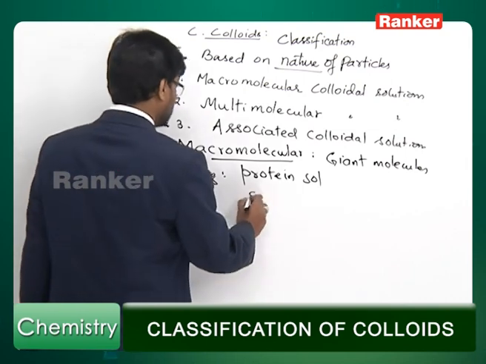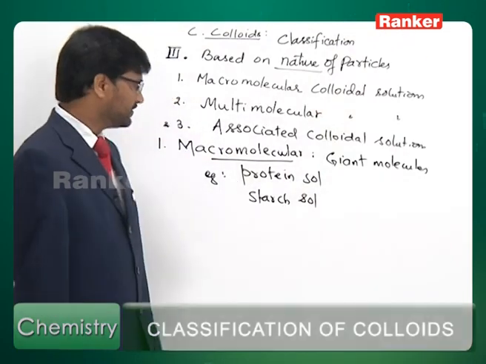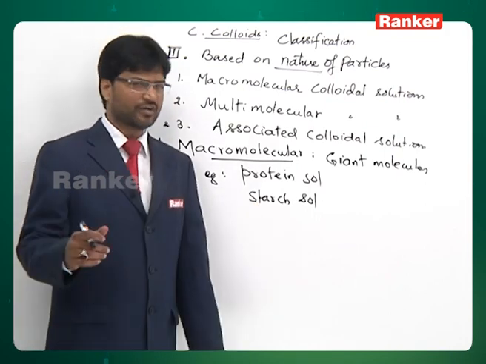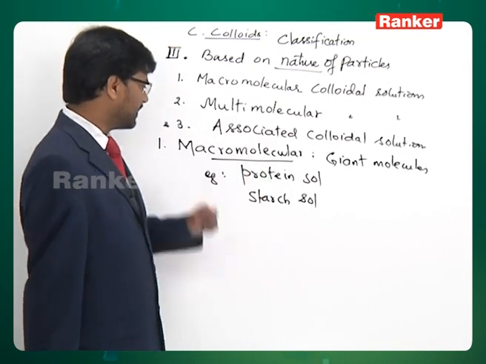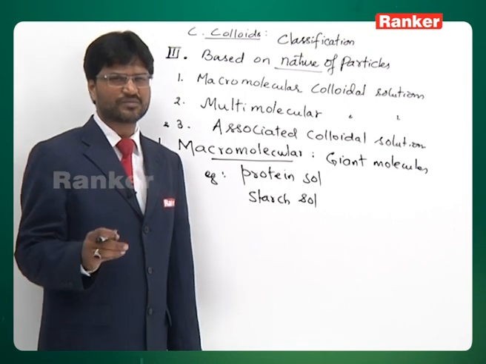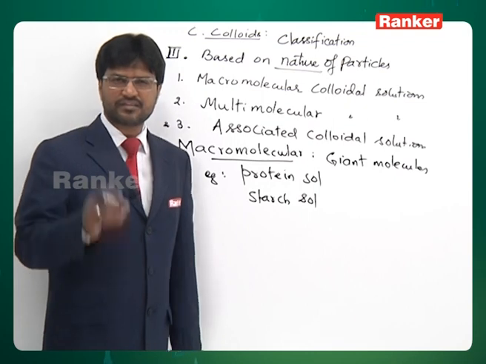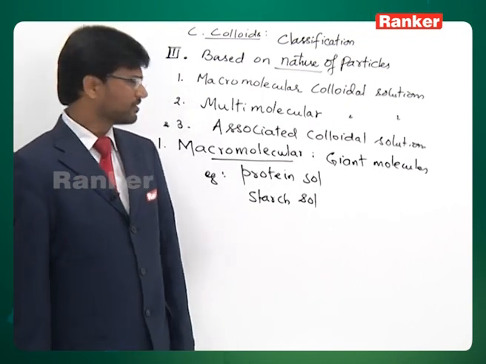Then you have starch sol. You know, starch is also a polysaccharide. It is formed by joining of a large number of glucose units. So, starch is a large molecule. Such a molecule can form a macromolecular colloid. So, these are examples of macromolecular colloids. Here the molecular size is large because of their polymeric nature, and the size of the molecule itself will be greater than 1 millimicron, and they form macromolecular colloids.